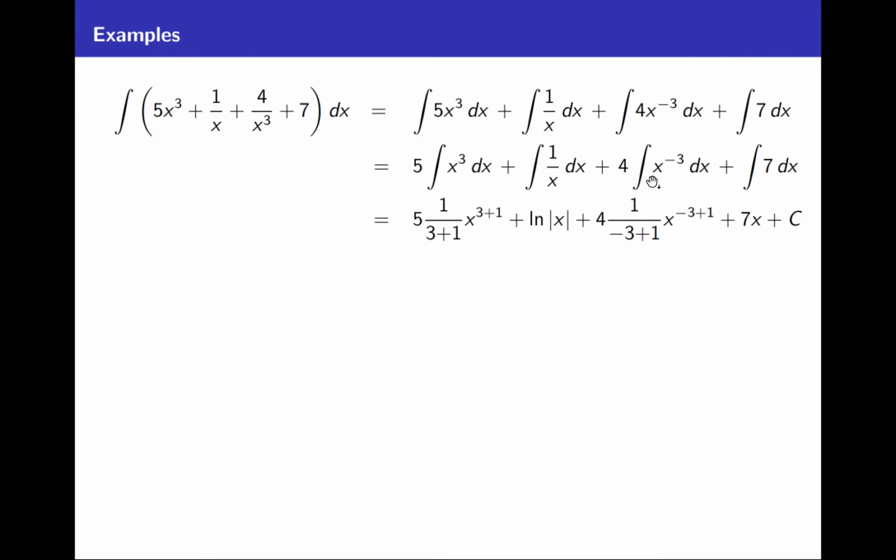Then we have 4 times the integral of x to the minus 3 dx, and using the power rule for integration, the integral of x to the power of minus 3 dx is 1 over negative 3 plus 1 times x to the power of negative 3 plus 1. And then we have the integral of 7 dx. And remember the very first integration formula that we talked about a couple of slides ago? The integral of k dx is kx. So the integral of 7 dx is 7 times x. Now, always when you are computing antiderivatives, you're just going to put a plus c at the very end, which could be any constant.